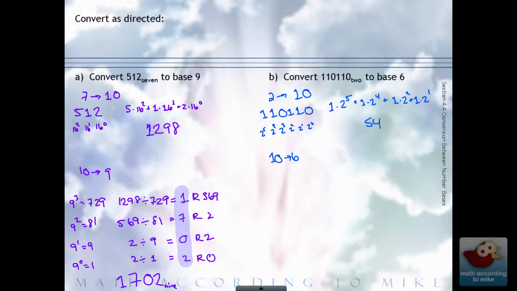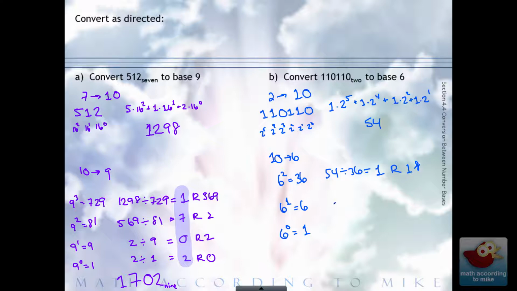So now let's do the powers of 6. 6 to the 0 is 1. 6 to the first is 6. 6 to the second is 36, and we stop there. So 54 divided by 36, this will occur one time with a remainder of, I'm pretty sure, 18. Let me just double check my work. I was right. 18.